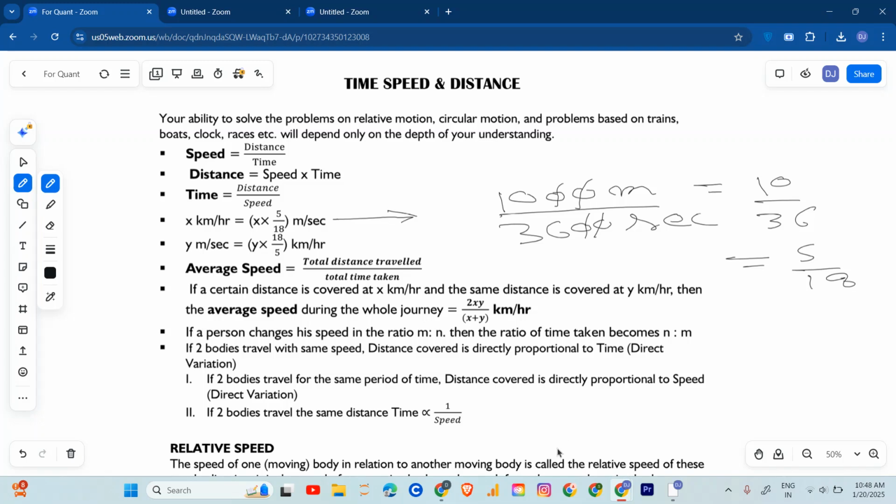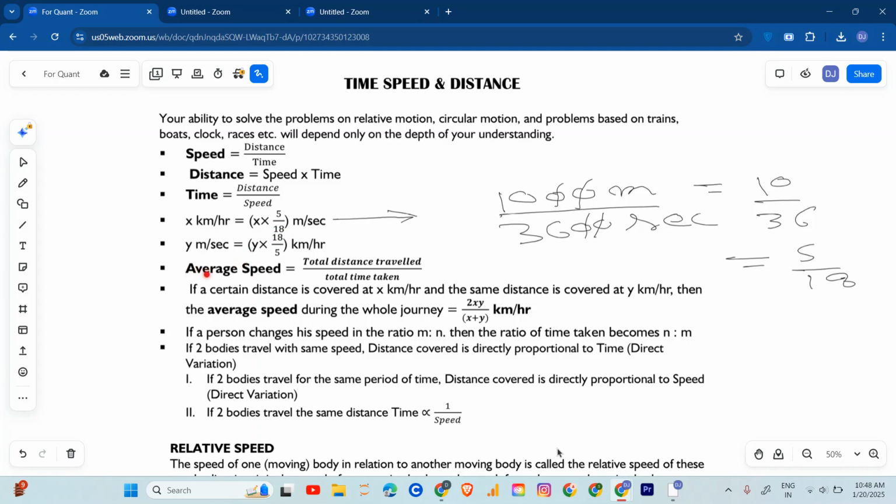So that's why when we are converting kilometer per hour to meter per second, we are multiplying by 5 by 18. Similarly, if speed is given in meter per second and we have to convert it to kilometer per hour, just reverse of it, we take the reverse of the 5 by 18, and we will convert it into kilometer per hour. Okay, fine.